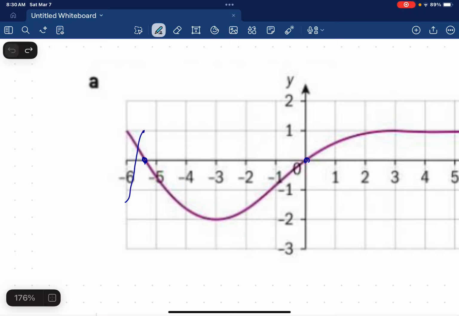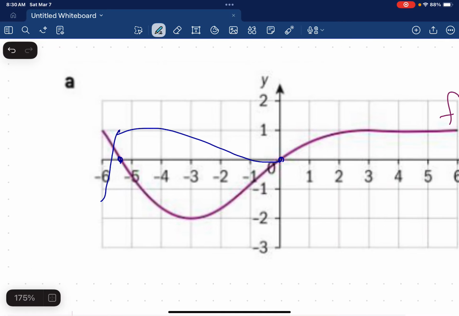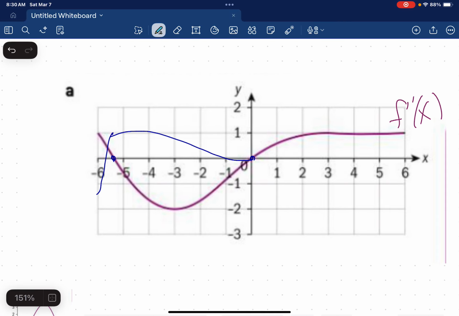That was a bad decreasing graph. Now we are decreasing till we hit 0. And now that we're at 0, we start increasing again. And we just increase for the rest of the graph. And that is f prime of x.